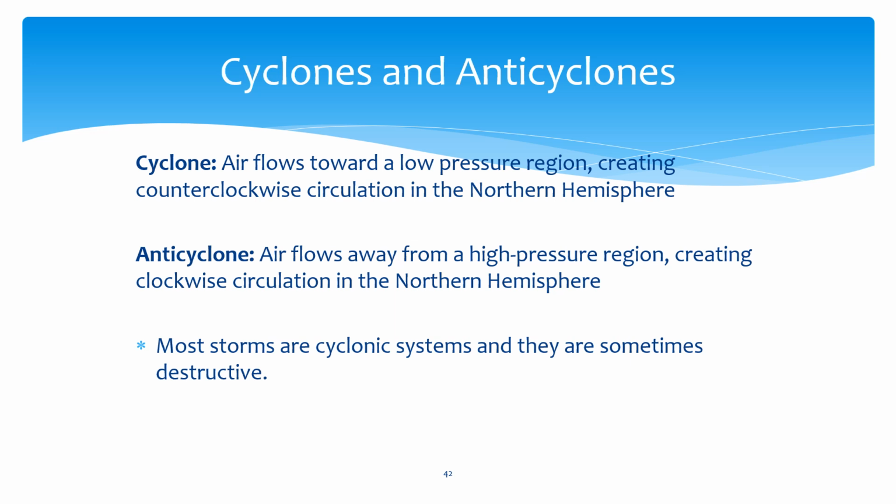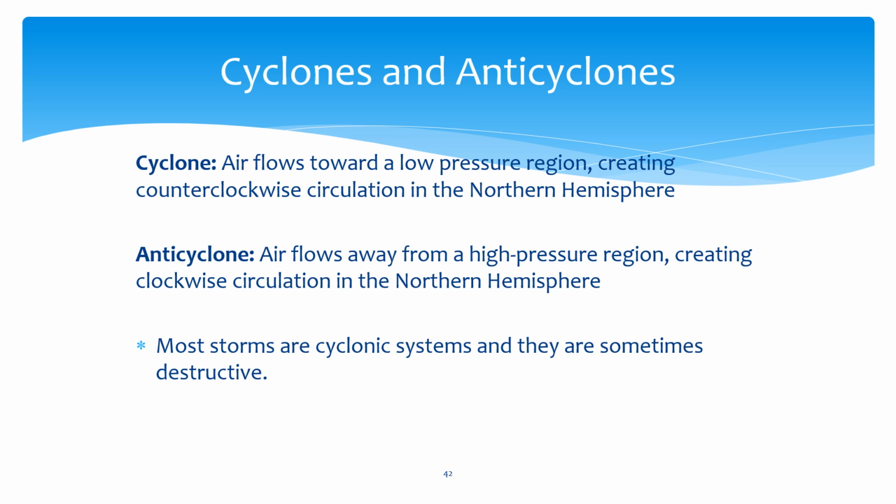What we call this movement around the highs and the lows is cyclones and anticyclones. A cyclone is the air that flows towards the low pressure region. As it flows due to the Coriolis force, it creates a counterclockwise circulation in the northern hemisphere. It's going to be different in the southern. It's going to be clockwise, but we're in the northern hemisphere, so cyclones spin counterclockwise.